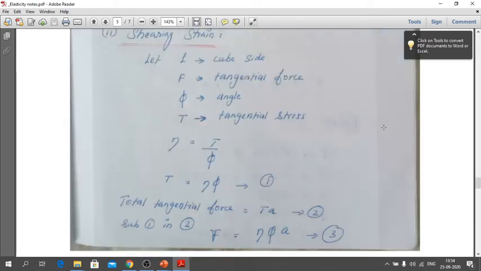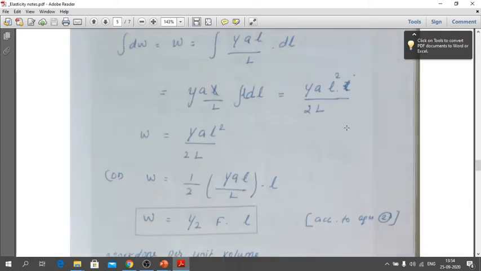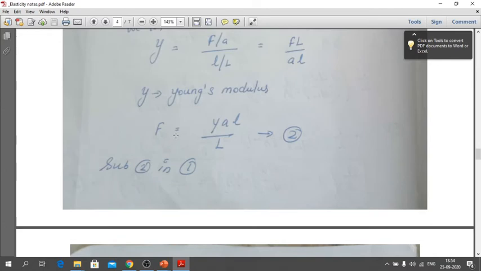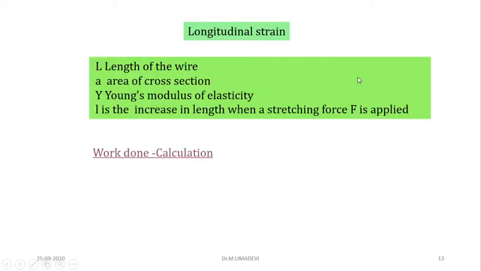So Y is equal to F into capital L divided by A into small l. So we have to calculate the longitudinal strain. Just go through that material, students, and you can understand it. So work done is equal to half into stress into strain, you'll get.